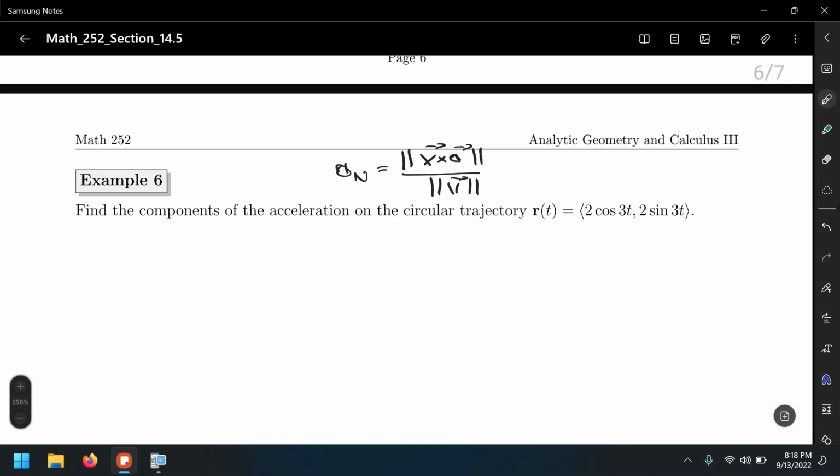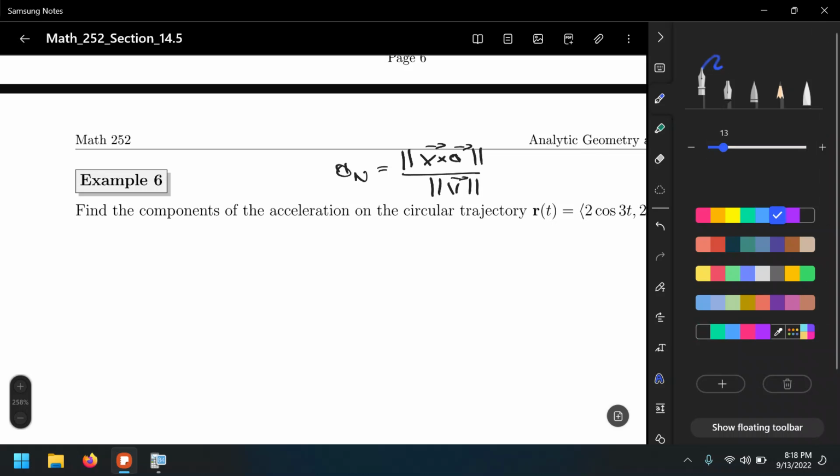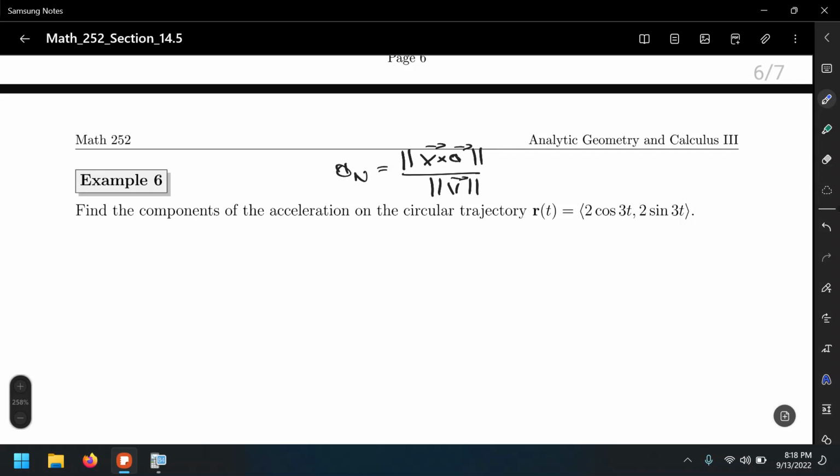Well, number 1, we need to find the velocity vector. That is v of t equals, using a mini chain rule, the derivative of cosine is negative sine of 3t times 3 times 2. That's negative 6 sine 3t, and that's going to be 6 cosine 3t. Okay?